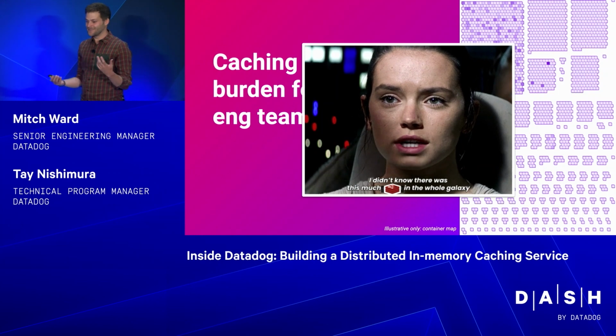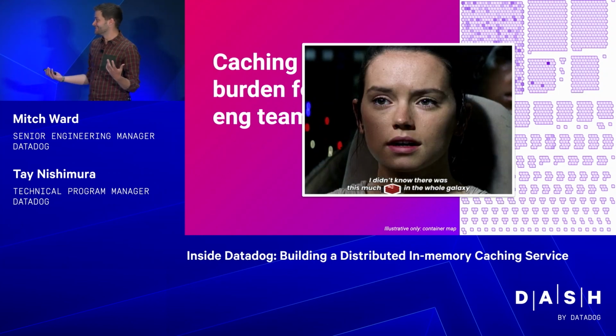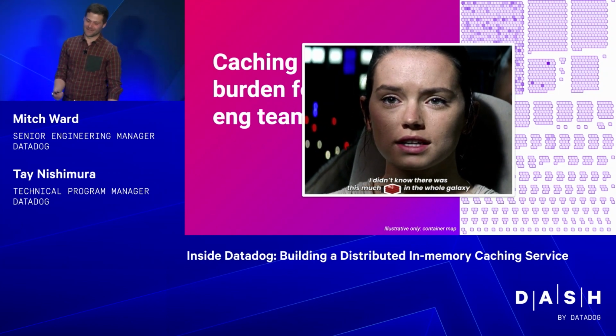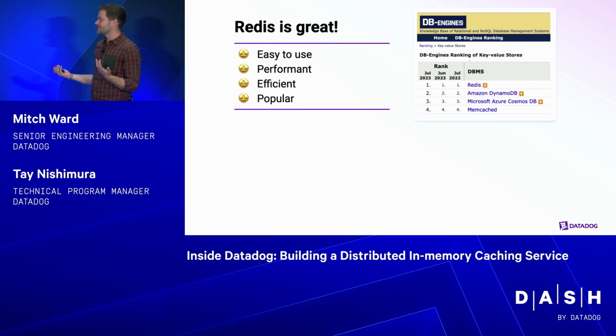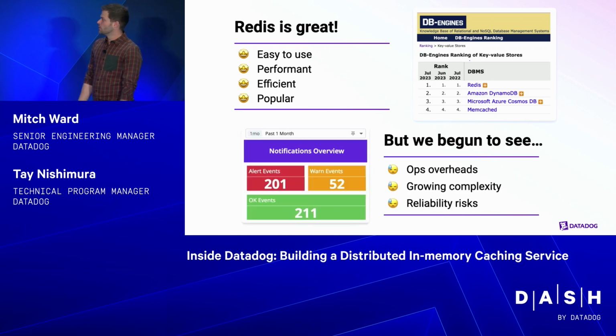And as I was looking at this, sort of stepping back, I genuinely didn't know there was this much Redis in the whole galaxy. So while I was thinking about this, our team reflected, and we knew that Redis is great, it's easy to use, it's performant, it's efficient, and it's the most popular caching software in the industry. However, internally, what we began to see were a degree of ops overheads. So we had a lot of security requirements. We had to do end-of-life version upgrades, and generally teams had to scale their caches for performance and efficiency.